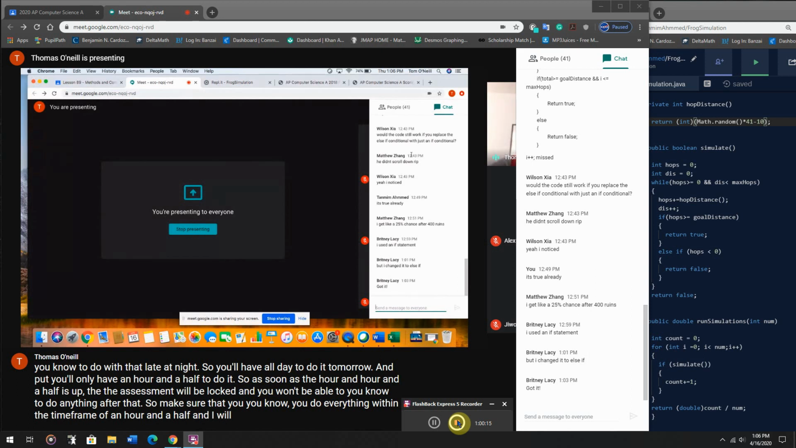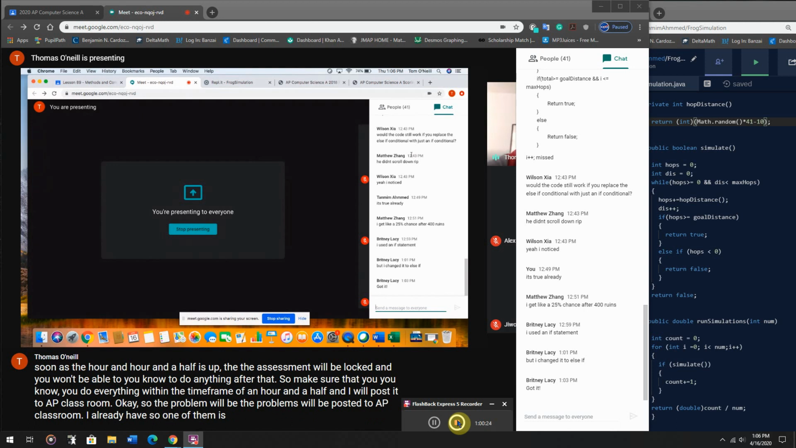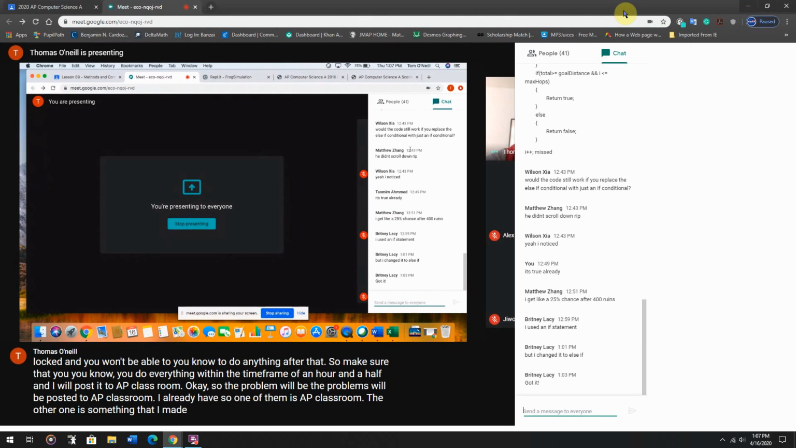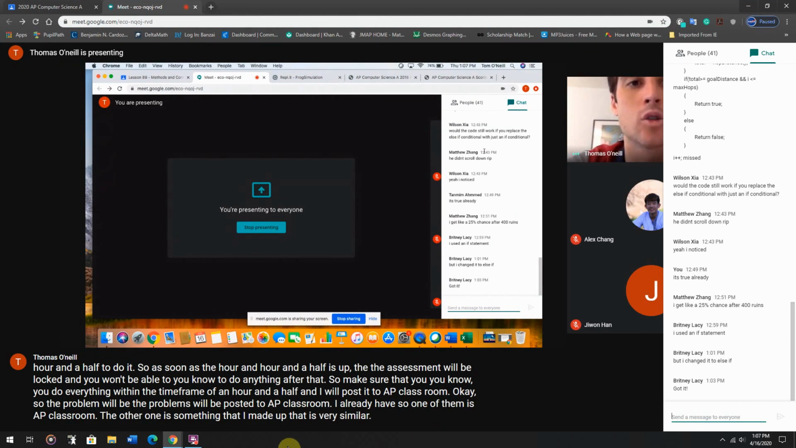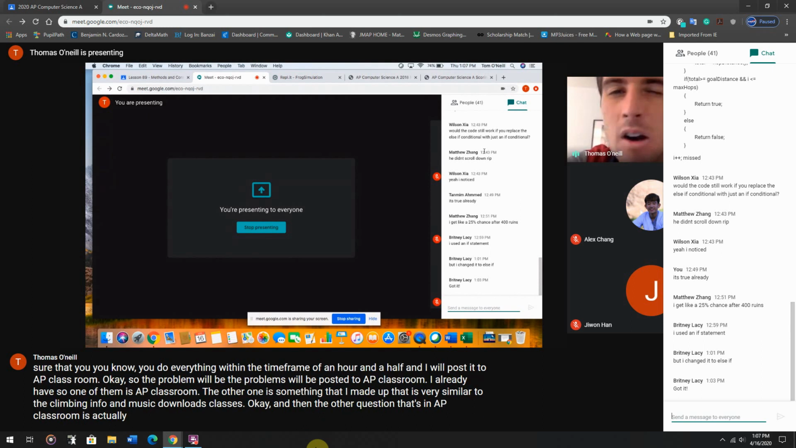I will post it to AP Classroom. Okay, so the problems will be posted to AP Classroom. I already have one of them in AP Classroom. The other one is something that I made up that is very similar to the climbing info and music downloads classes. And then the other question that's in AP Classroom actually has some similarities to the frog simulation.